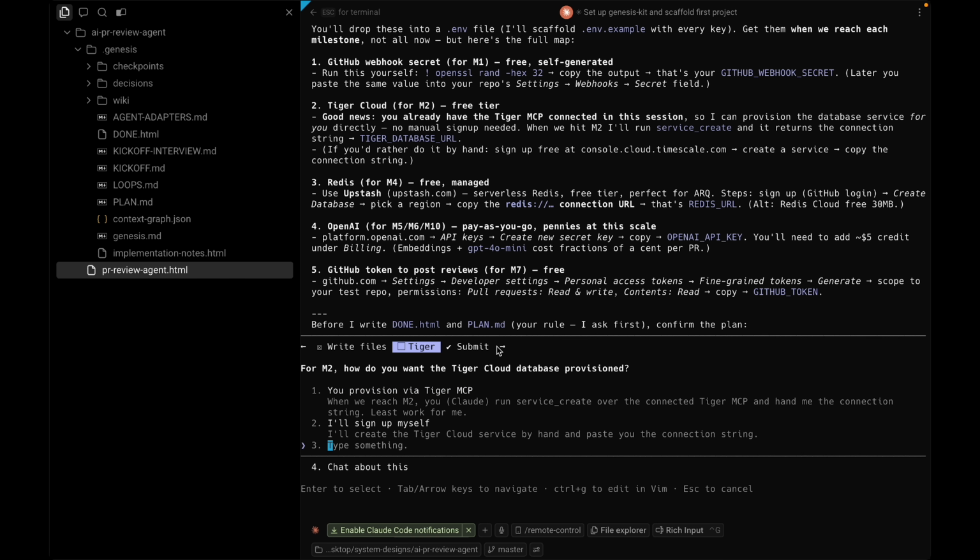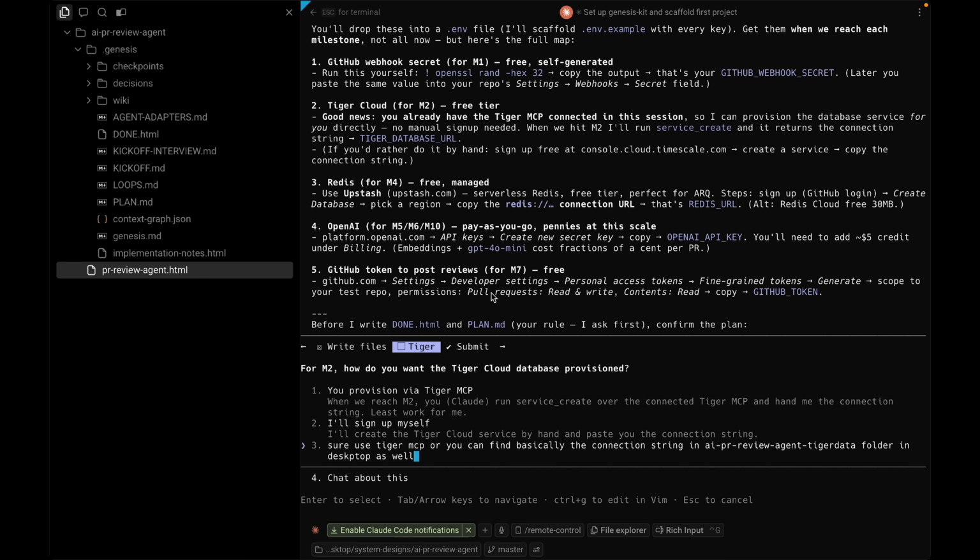So sure, use Tiger MCP, or you can find the connection string in Tiger in AI peer review. Because I don't want to give it once again, agent Tiger data folder and desktop as well, if the connection string is needed.